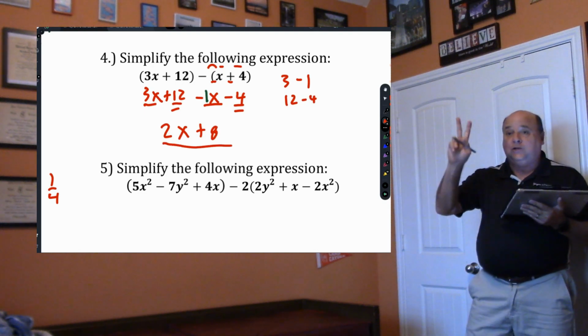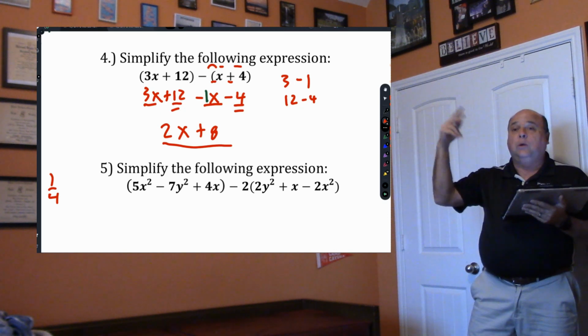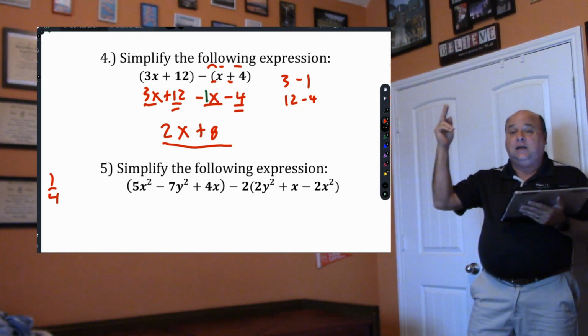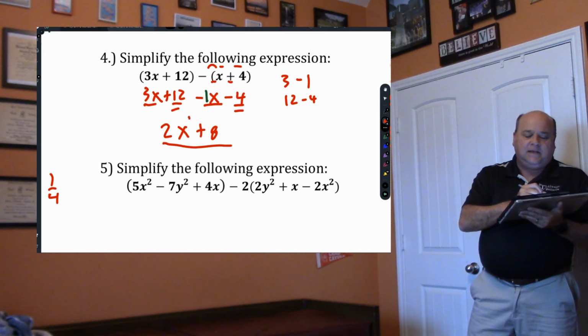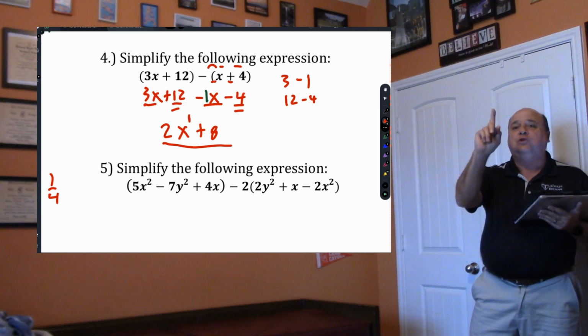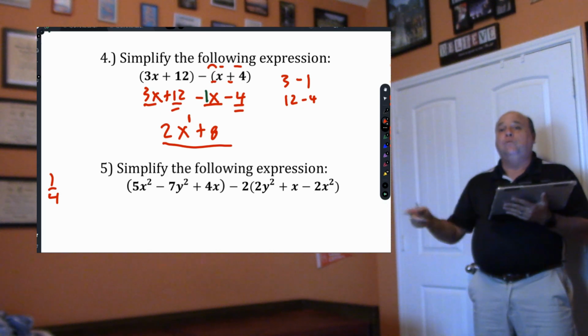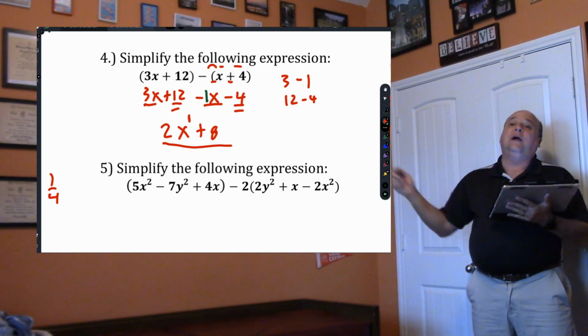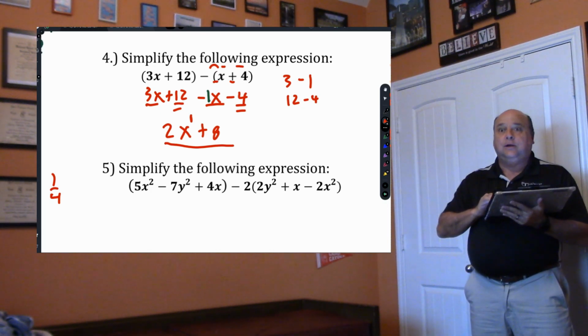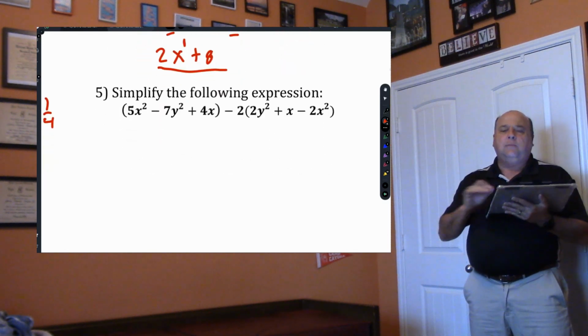This polynomial has 2 terms, so it would be a binomial, and the biggest exponent is 1. It would have a degree of 1. So this is a binomial with a degree of 1. If you were to graph this, it would graph a line. Okay, it would be a linear expression. Let's go to number 5.